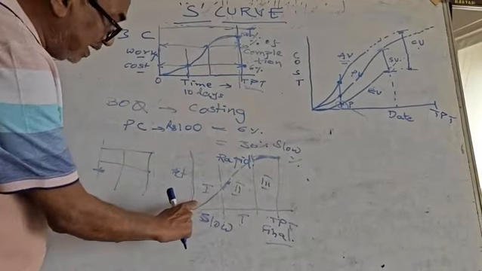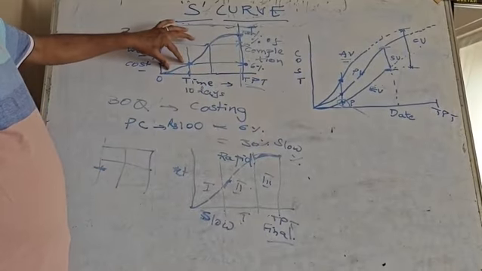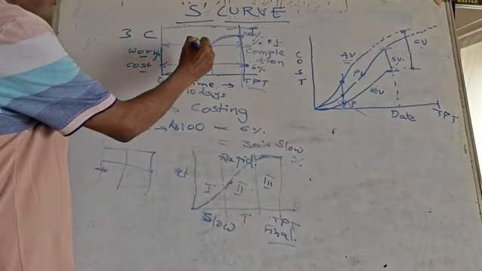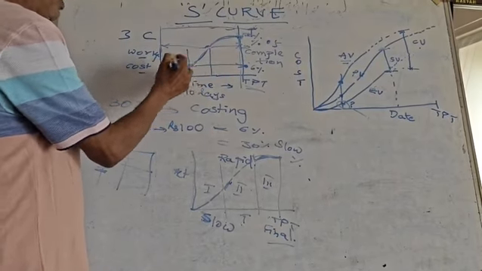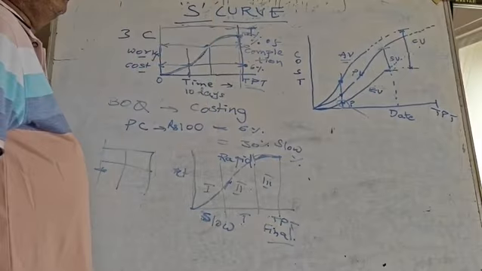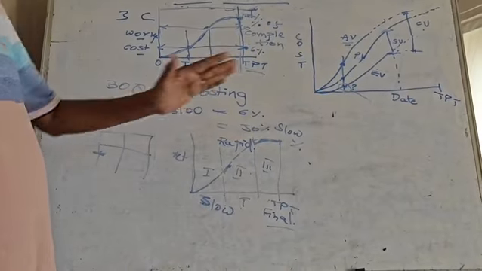Now take the slope here. This slope is less than the slope in the initial phase. So this is having maximum slope. This is having average, you can say. This is having very small slope. That is the reason why we are dividing the whole S curve into 3 parts.